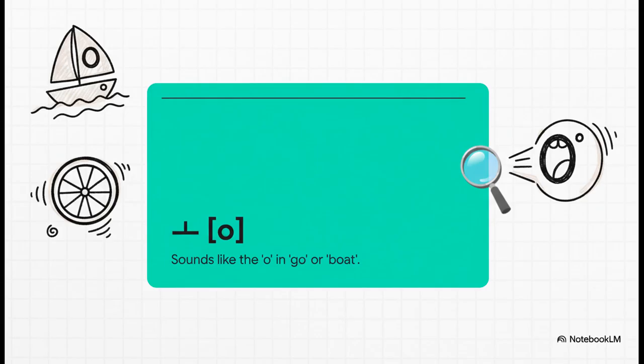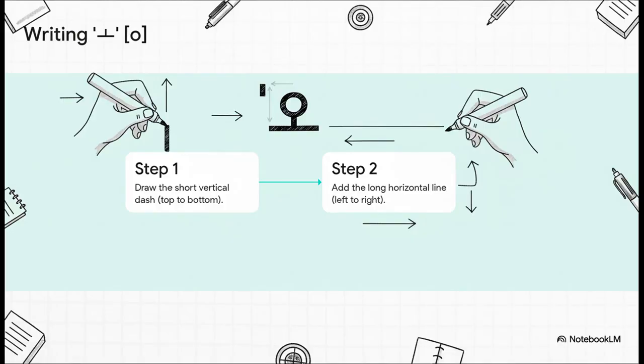Okay, next up, we're taking those same 2 basic strokes and just flipping their orientation. This character makes the O sound, like in go or boat. And if we follow our rules, we always start with the stroke that's on top. So first, that short vertical dash gets drawn top to bottom. Then you add the long horizontal line right underneath it, moving left to right.